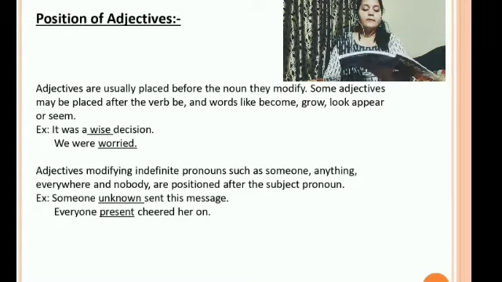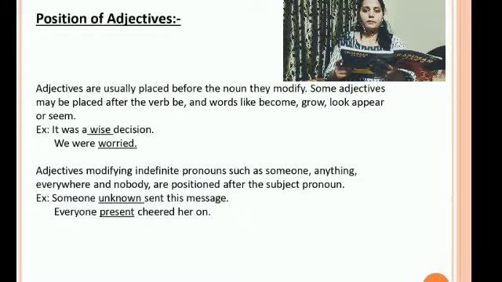Now look at the example. For example, someone unknown sent this message. Now someone is an indefinite pronoun, and unknown describes it. We don't know that particular person, so how is the person described? He is unknown. So someone is an indefinite pronoun, and after that what is being placed?